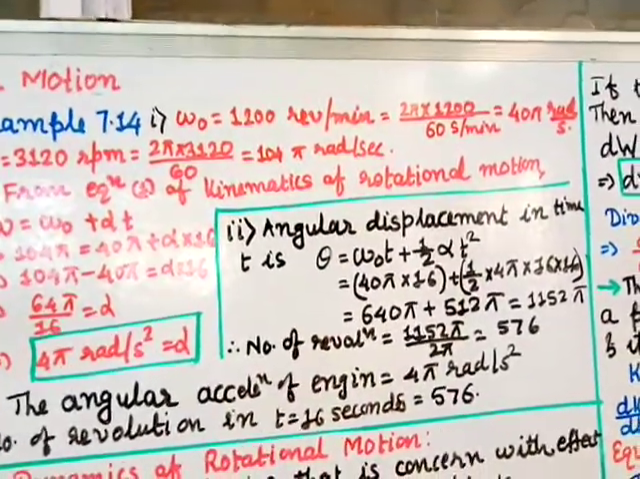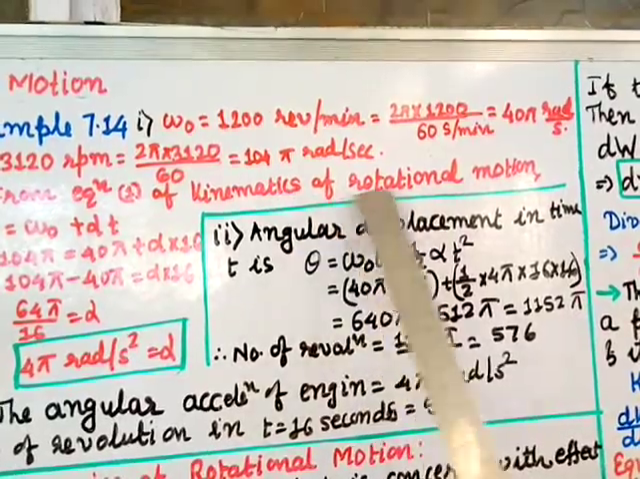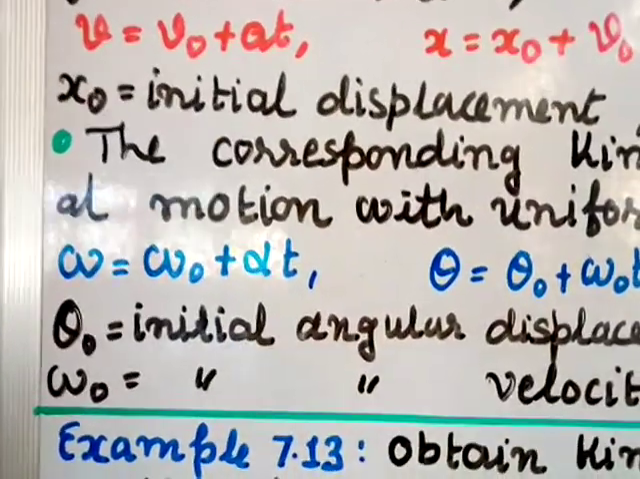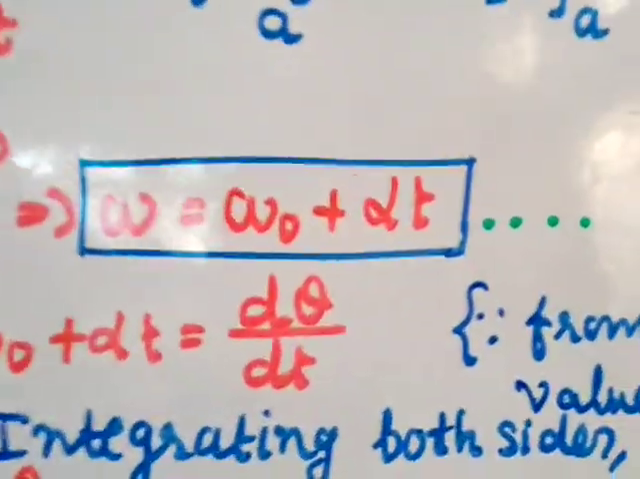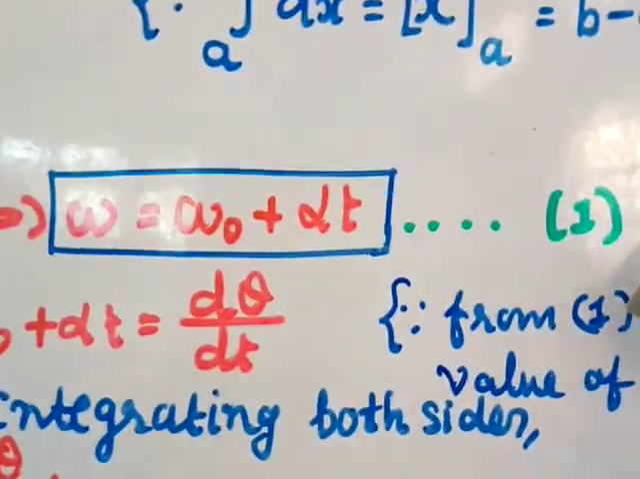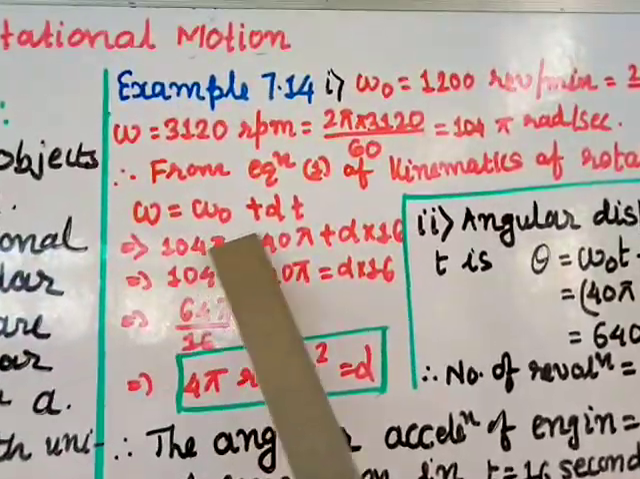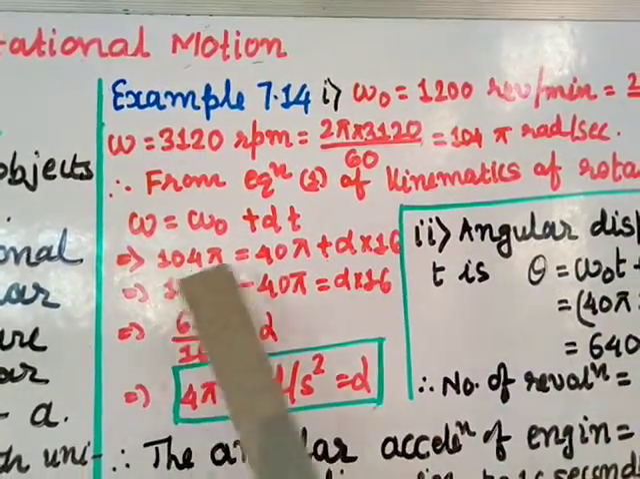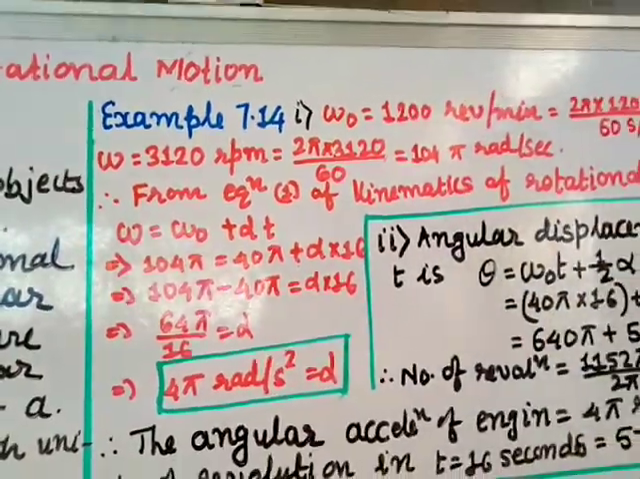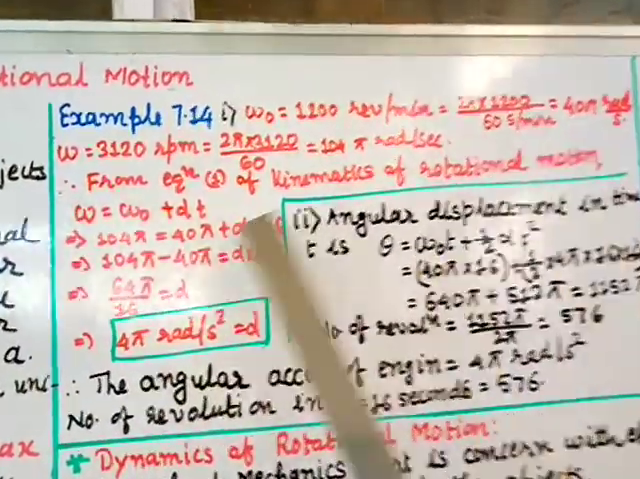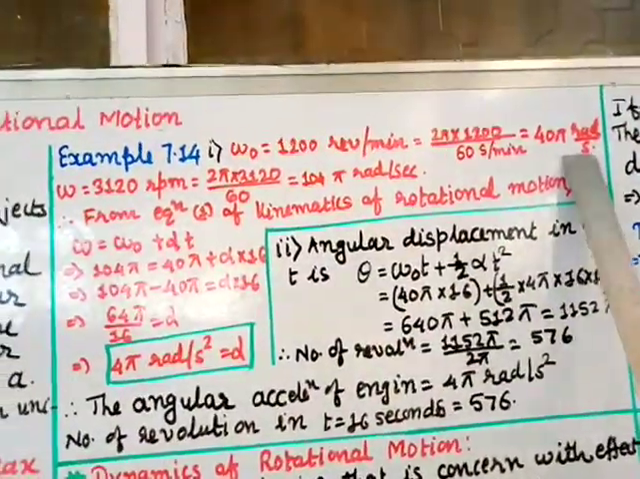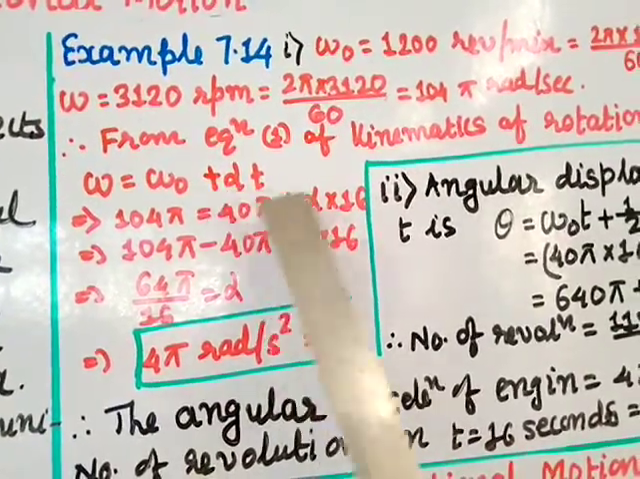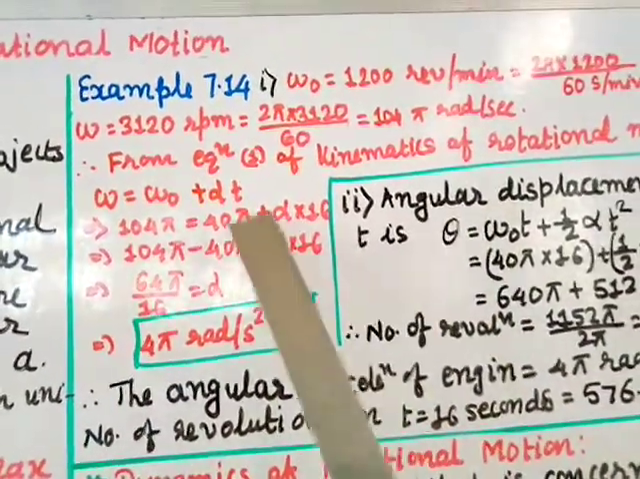Now from equation 1 of the kinematic equations of rotational motion, omega is equal to omega naught plus alpha t. So I use this equation number 1. The final angular velocity omega is 104 pi, equal to omega naught, the initial angular velocity, 40 pi radian per second, plus alpha, which we have to find, into t. The time they have given us is 16 seconds, so put t equal to 16.